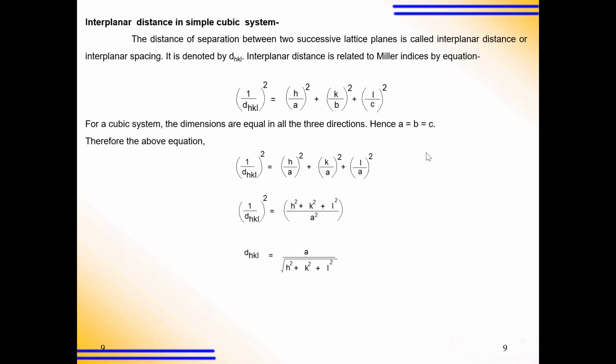So the ratios of these interplanar distances for various types of cubic systems are different. We can calculate them easily for the simple cubic, face centered and body centered cubics, right? So in this way we can find out the interplanar distance values, and we can find out the ratio from this formula.